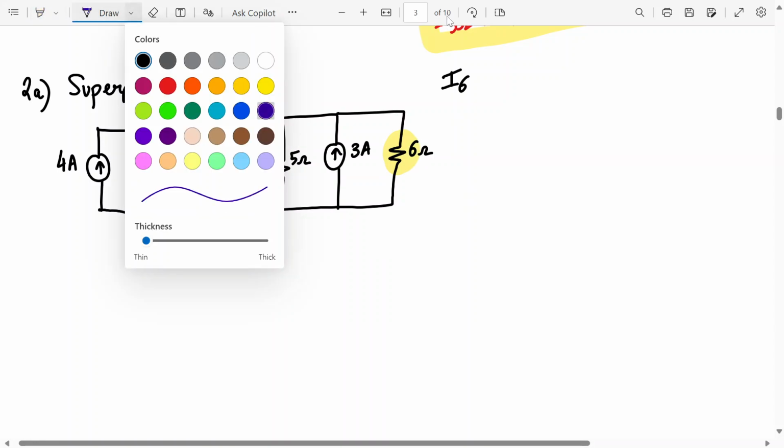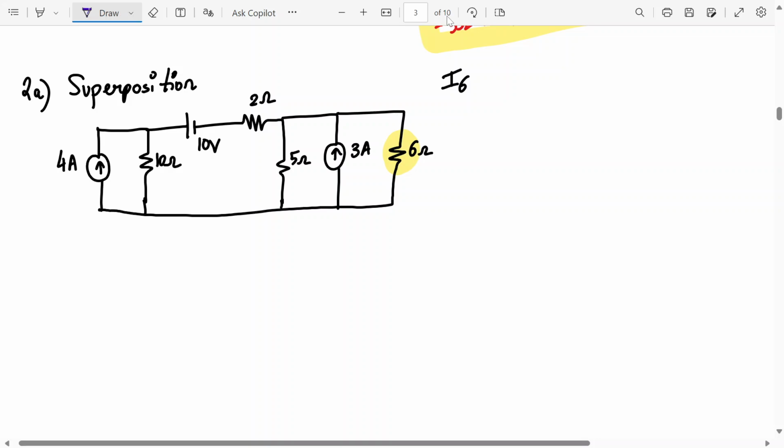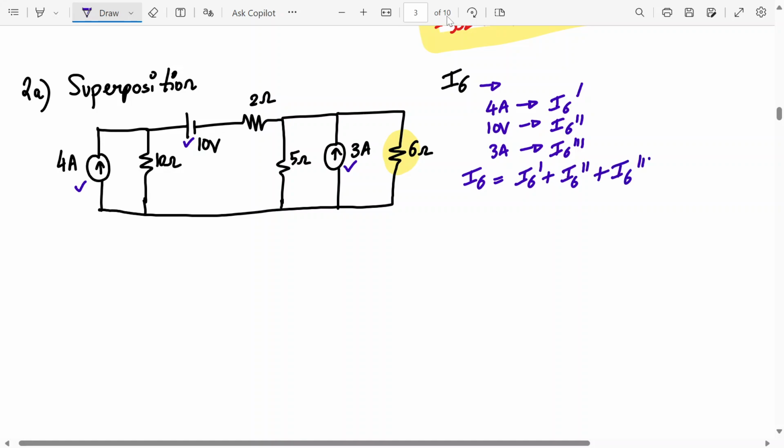So do you know the superposition principle, what it is? You consider there are 3 sources, 4 ampere, 10 volt and 3 ampere. So you consider one source at a time. So let's say you consider 4 ampere current source at a time. So for 4 ampere you calculate I6 dash. Then you consider 10 volt. So other sources will be deactivated when you consider 10 volt. So for 10 volt you consider I6 double dash. Then for 3 ampere current source, other sources deactivated, find out the current I6 triple dash. Okay, and finally you can say I6 is I6 dash plus I6 double dash plus I6 triple dash. This is the way you follow the superposition theorem. Is this the way you know, or you know something different? Is it the same technique which you have been taught?